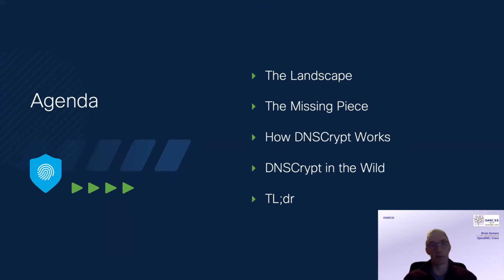I'm going to cover a number of topics, starting with the landscape, what the DNS landscape looks like at the moment, and where the different security zones are, and what's missing in terms of security for DNS end-to-end. I'll then look into how DNSCrypt actually works and what it looks like in the wild, and then I'll summarize what we've talked about.